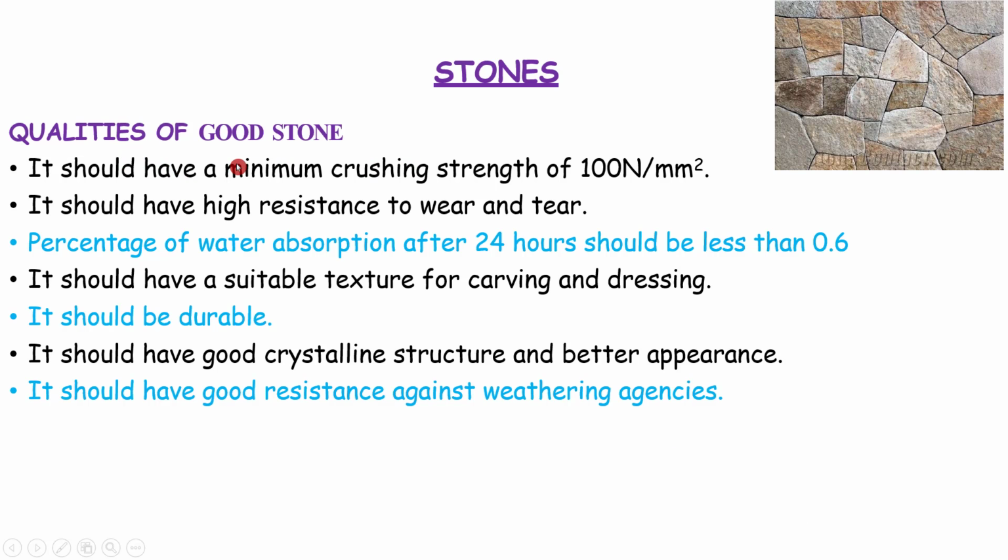The stone, like the brick, has got a minimum crushing strength. So for stone, which is naturally available or dressed to the required size and shape, they should have a minimum crushing strength of 100 Newton per mm square. This is the minimum strength required for the stone.